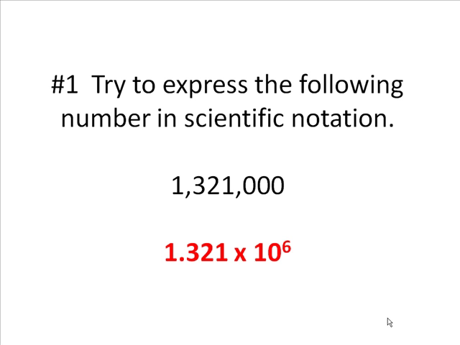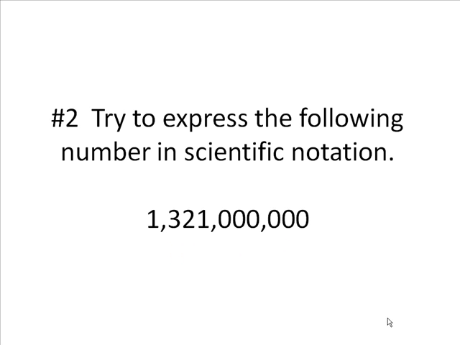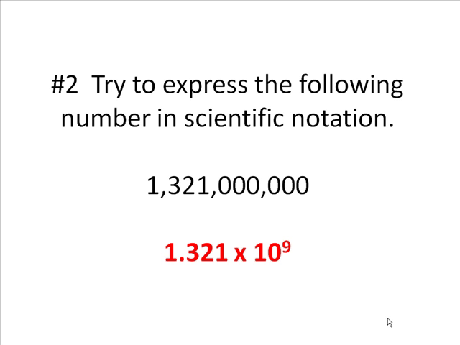You should have 1.321 times 10 to the sixth, because this is 1,321,000. If you rounded this to 1.3 times 10 to the sixth, that's okay. Try to express the following number in scientific notation. Pause the video if you need to. You should have 1.321 times 10 to the ninth. If you rounded to 1.3 times 10 to the ninth, that's okay.